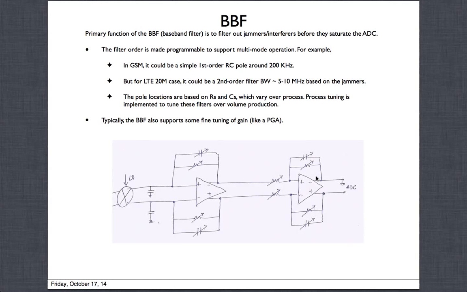And this baseband filter is actually one of the most complicated blocks in the receiver chain, because of all these programmable modes that you have to support. In a particular band, you have all these different modes to support, and on top of that it has to be tunable, right? All this makes it very big, power hungry, and one of the most complex blocks in the receive chain.